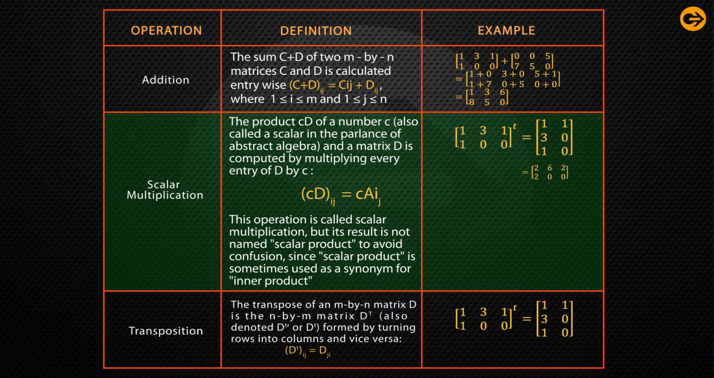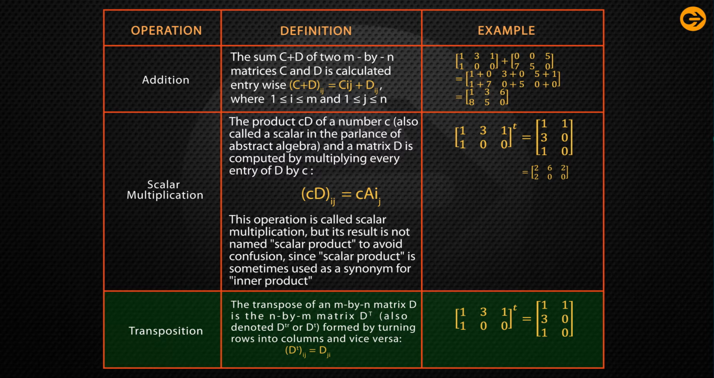Let us take one example. You take one matrix 1 3 1 and 1 0 0 and multiply it with a scalar 2. What will be the result? In the first row it will be 2 into 1, after that it will be 2 into 3, then 2 into 1. In the second row it will be 2 into 1, after that 2 into 0 and 2 into 0. The final result will be 2 6 2 in the first row, and in the second row it will be 2 0 0.